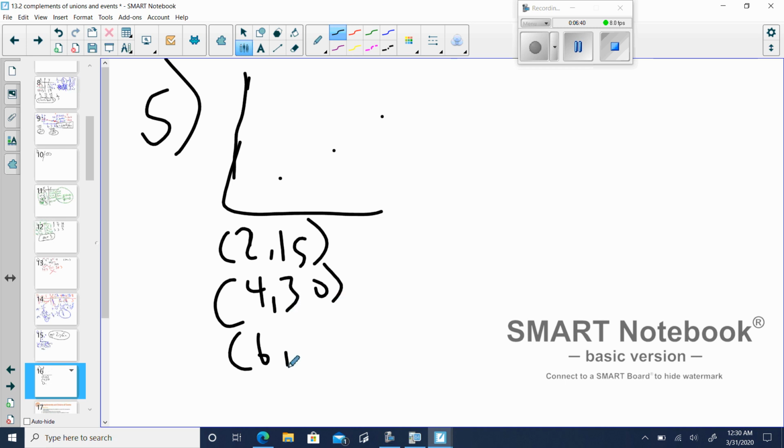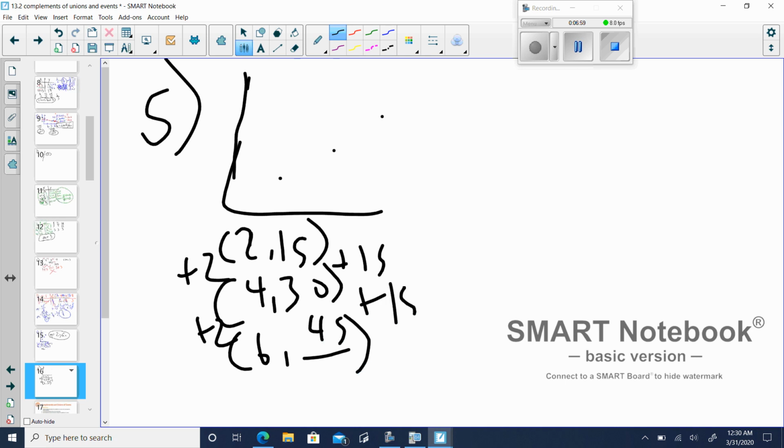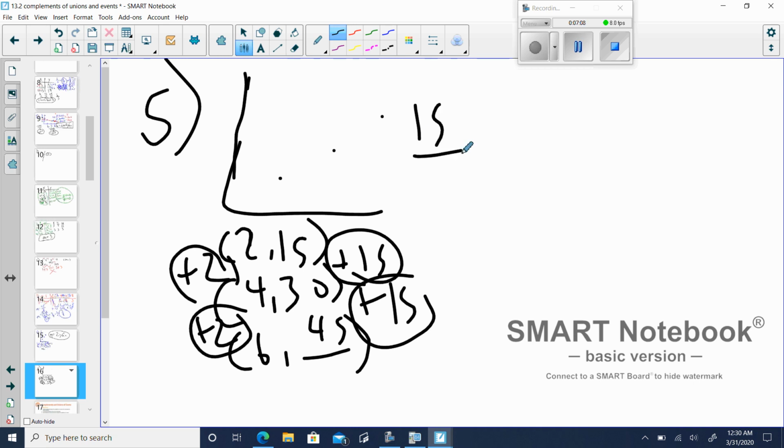30, 45. Now, if this is linear, we would expect a constant rate of change of 15 as we're going up 2 and up 2. If this is 15, we'd expect this to be 45, and it actually is 45. Fantastic. Every time we go up 2 on the x-axis, we're increasing by 15 on the y. So it certainly looks like our rate of change is constant, but it's not 15 over 2, guys.